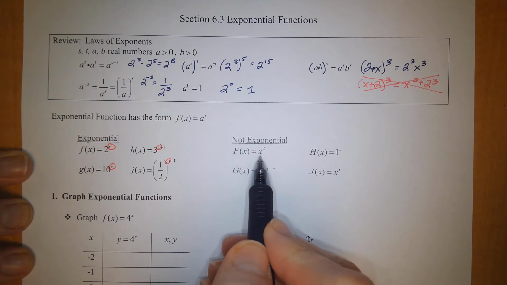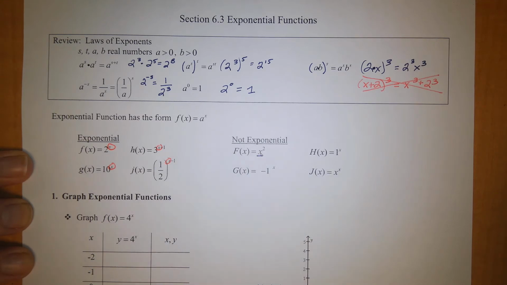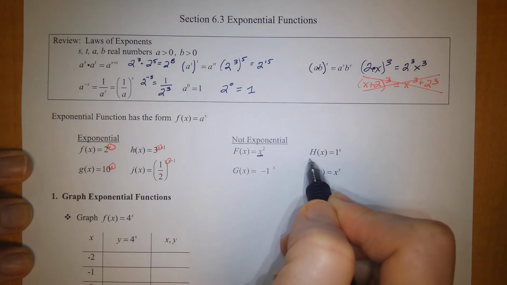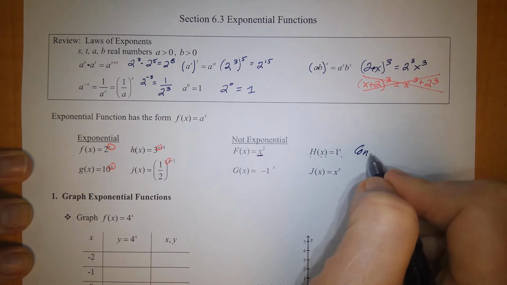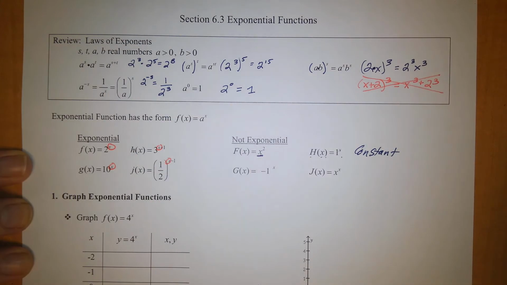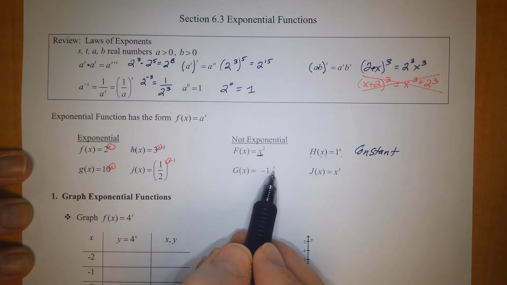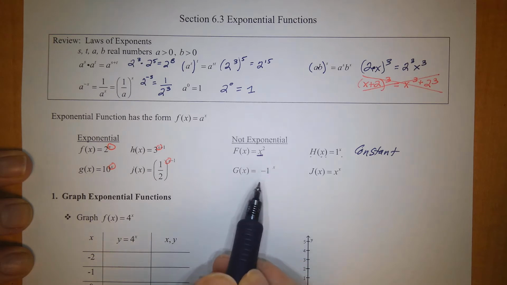Over here, the x's are the base. So that's not exponential form. This is not exponential form because no matter what x is, even though it's in the exponent position, you'll never turn 1 into any other number. If x is 2, h is still 1. If x is 10, h is still 1. This is actually a constant function. x does not make any changes. Same thing with this one here, because negative 1 to the exponent is never going to be anything besides negative 1.